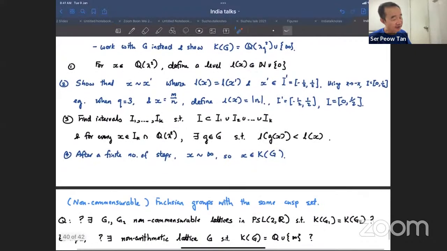So in the case of Q equal 3, we have this interval 0, half, and then the level that we choose is actually just the absolute value of the denominator. Then we find subintervals which cover the interval 0, half, such that for every element in this subinterval, I can find an element of G which maps it to some new element Gx with smaller level.